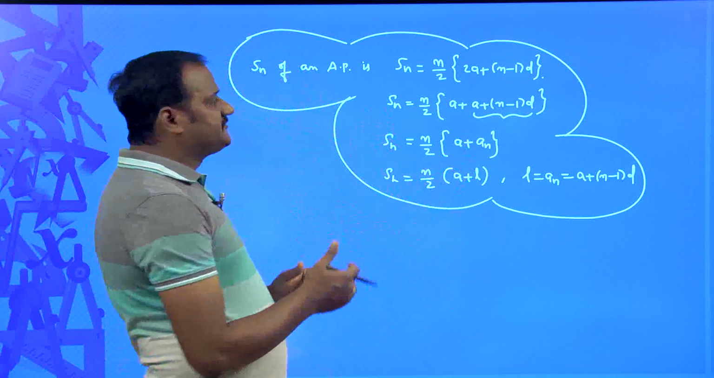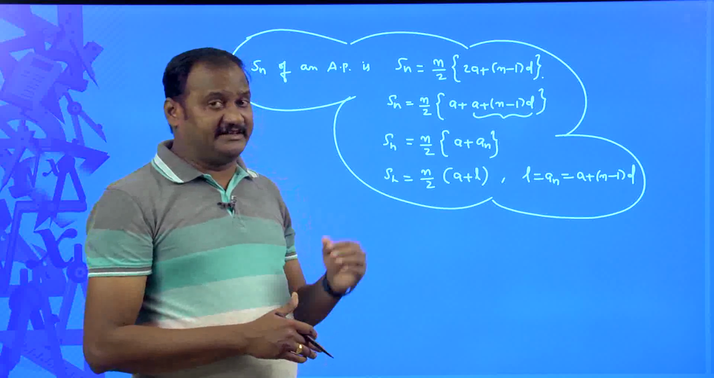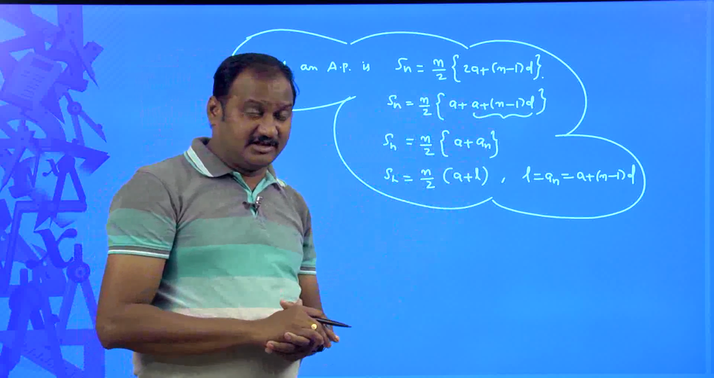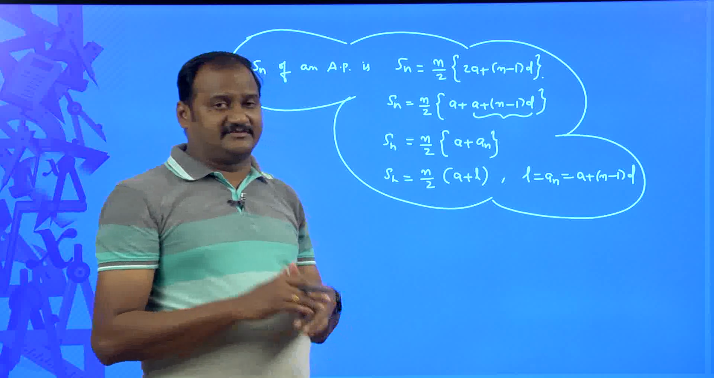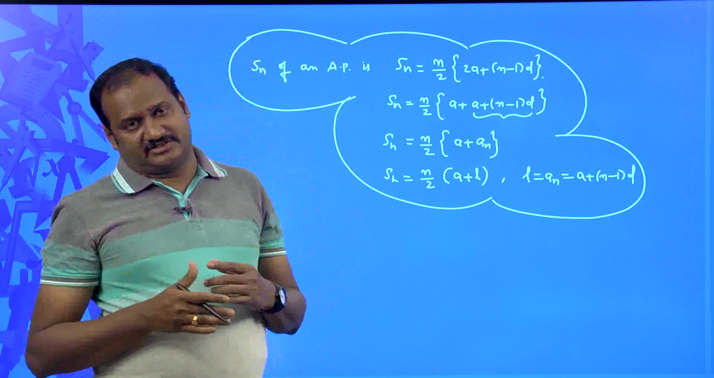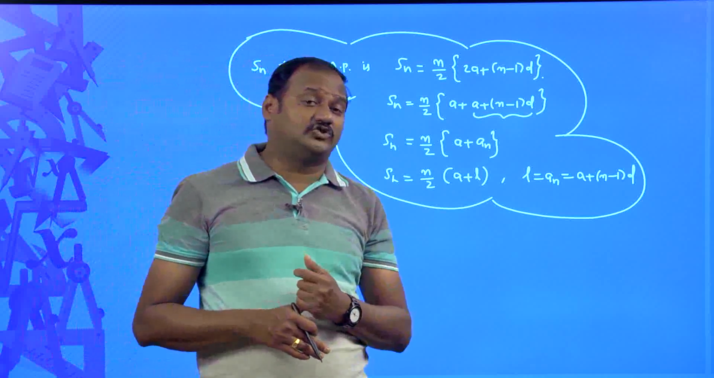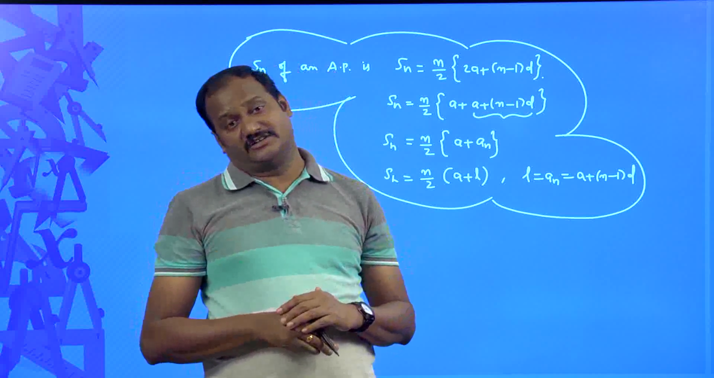So, when do we use this formula for the sum to n terms of an arithmetic progression? Definitely there is a use of this. In which cases do we use it? For example, you are given 50 natural numbers, 1 to 50. What is the sum of 1 to 50 natural numbers? Suppose you are asked the question, then how are you going to answer that?